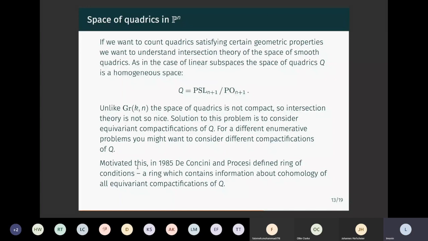In particular, they showed that all enumerative problems can be done as a computation inside this ring of conditions, which is hugely infinite, but kind of more down to earth. What they really showed is that for any type of enumerative question, you can find a suitable equivariant compactification. So you can really find the compactification of Q which will suit this enumerative problem well.